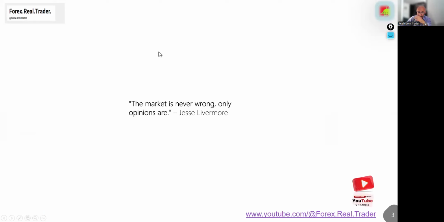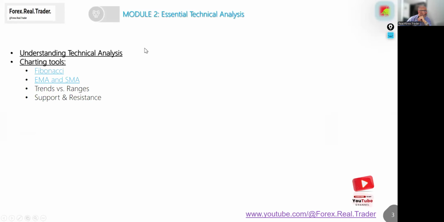Today's module is very important because we're going to start talking about the essential technical analysis. What we will cover today has to do with the different resources and tools that we will find very useful in order to set up every single trade that from now on we're going to take in the market. So the first tool we're going to analyze is the Fibonacci.